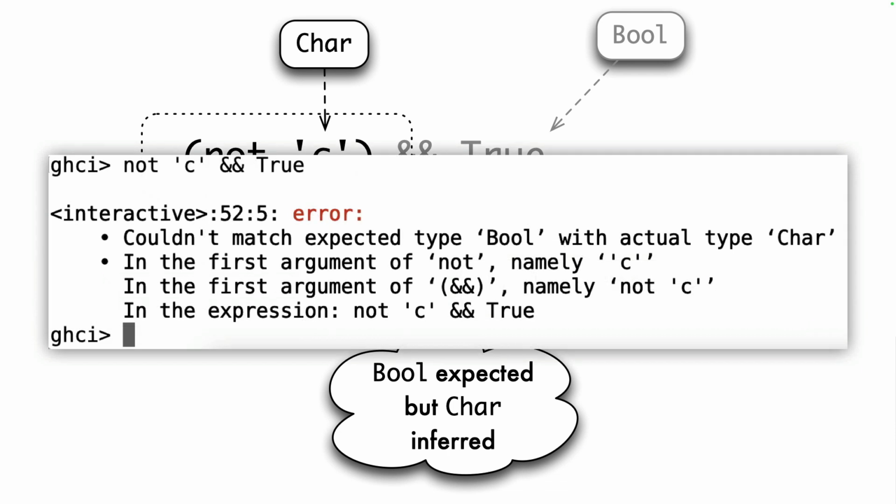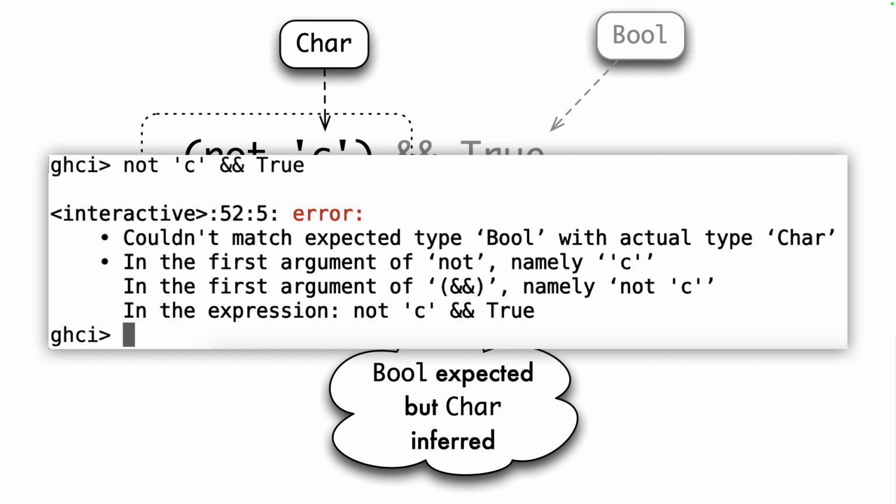And this will be reported exactly as we see it here. It says in the first argument of not, namely 'c', we could not match the expected type Bool, not expects a boolean, with the actual type Char. So the error we get from GHCi here says very clearly where that error has been. So that's straightforward.